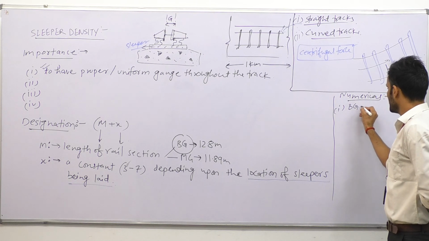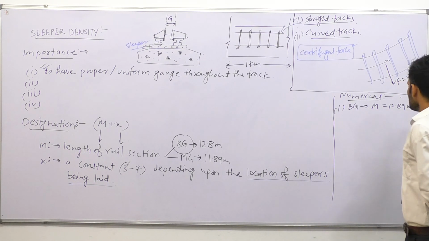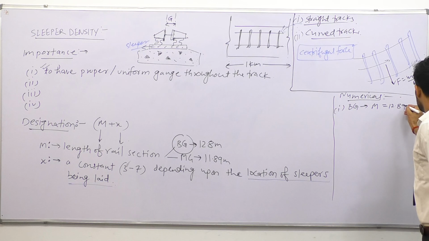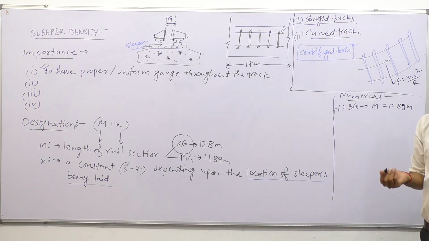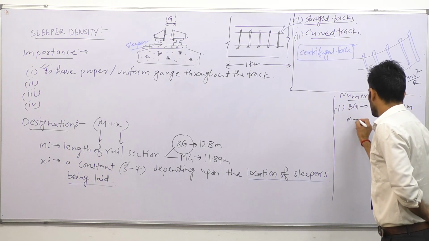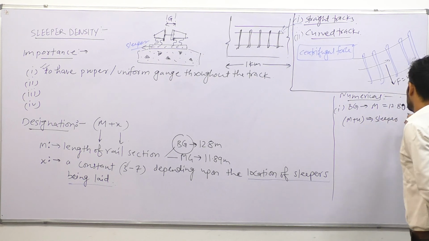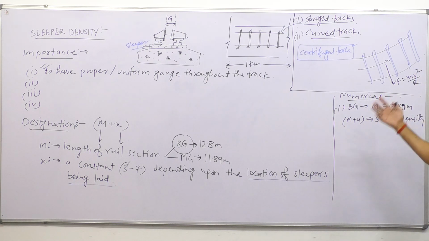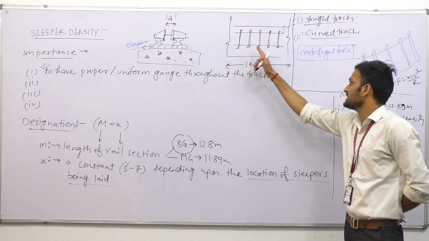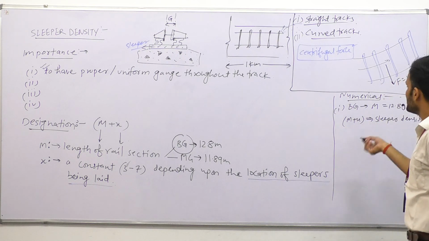The vehicle is moving over the broad gauge, and for broad gauge you know the value of m. The value of m is what? 12.80 meters. And it is going to be provided with a sleeper density having the designation of M plus 4. This is what sleeper density means. So I think this is clear to you now. M plus 4 is the number of sleepers being laid in a unit length of the road. And so the requirement is the number of sleepers.